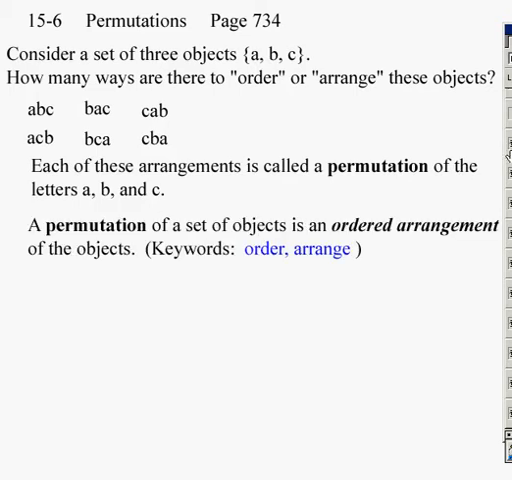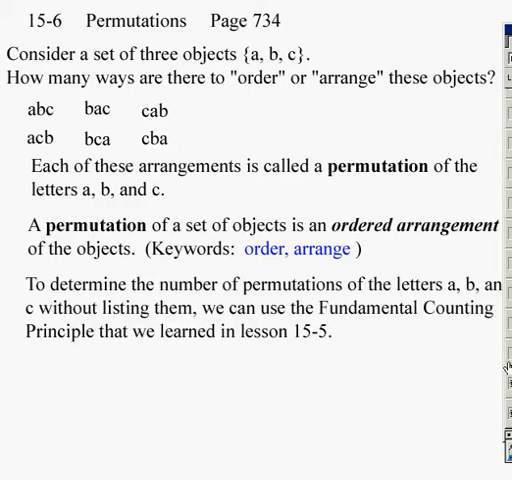So again, a permutation is an ordered arrangement. Now maybe you can think of POA, P-O-A, permutation, order, arrangement. Whatever it takes to help you try to remember this, that's what we're looking for in a permutation, is an order or an arrangement. So all we want to do is determine the number of permutations of letters A, B, and C without listing them.